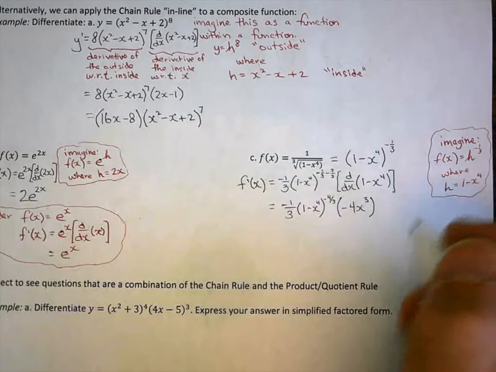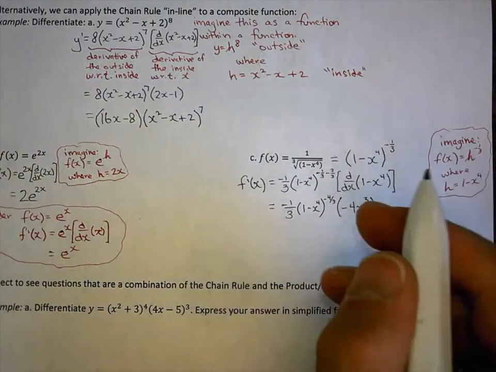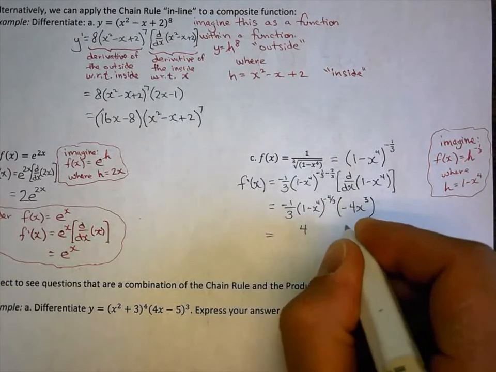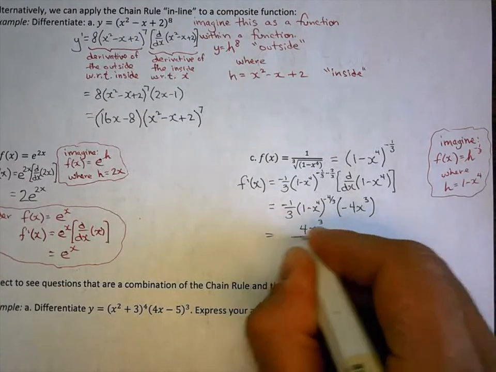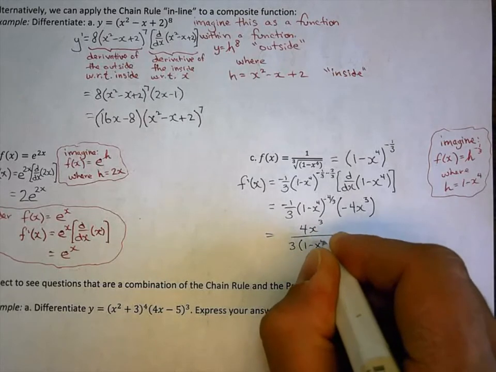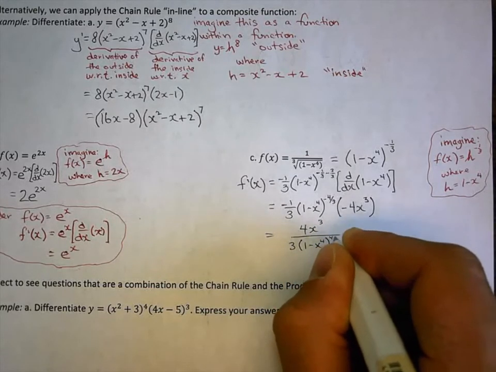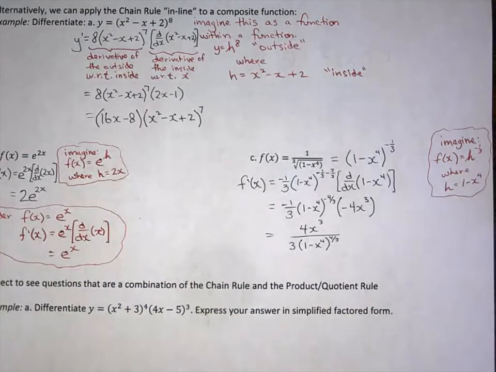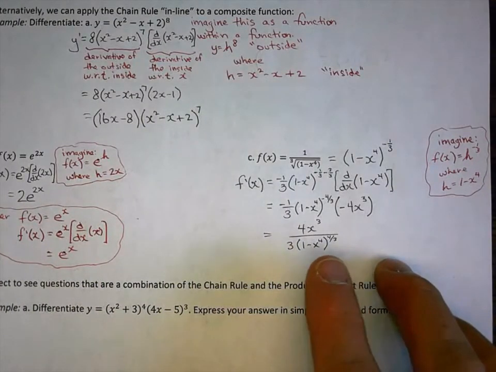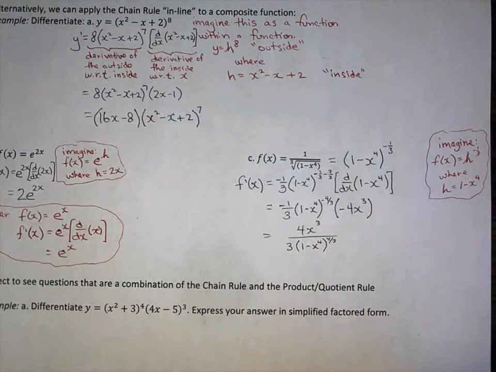Now the calculus is over. I should just clean up the question. So the negatives cancel out. I end up with 4x cubed over 3, 1 minus x to the power 4, to the power 4/3. It's going to be messy, but I just got rid of all the negative exponents. Then make sure I combine my like terms.